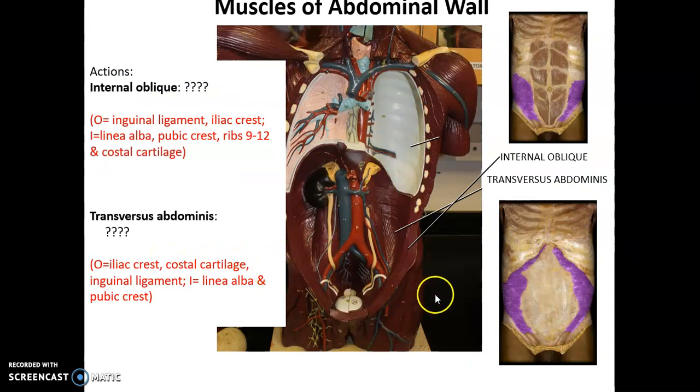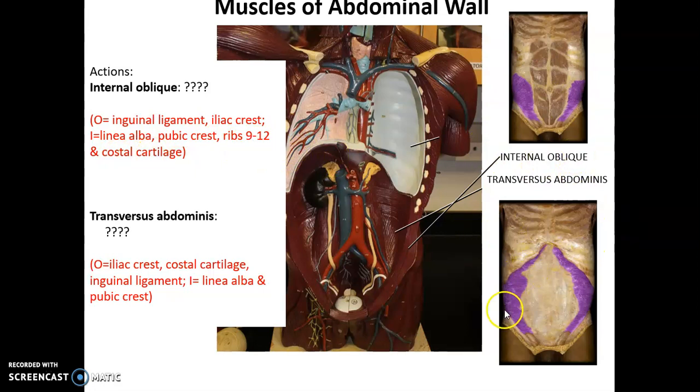All right, then we have the internal oblique. The internal oblique is deep to the external oblique. Its origin is the inguinal ligament, as well as the iliac crest, and it inserts into the linea alba, as well as the pubic crest, ribs 9 through 12, and the costal cartilage. It has a rather large insertion.